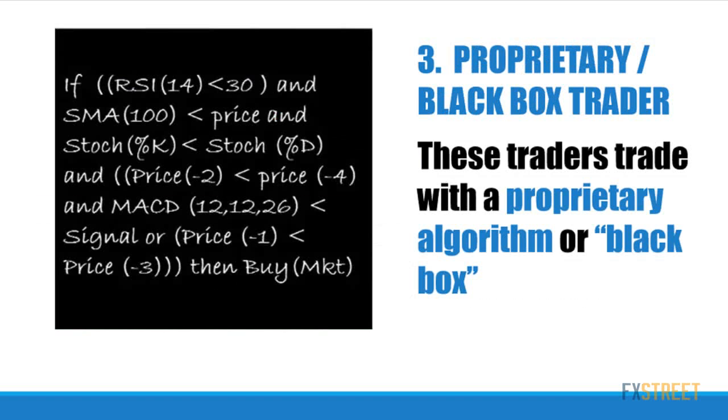Now let's go to the third type of trader. I call these the proprietary or black box traders. These types of traders trade with proprietary algorithms or black boxes that they may purchase online or whatever. These traders see trades that only they can see. They're proprietary. They're your own. They're black boxes that say red or green. These traders think that they can beat the market by using signals that are going to flash green or red at appropriate times to trade. It could be randomly flashing for all we know.